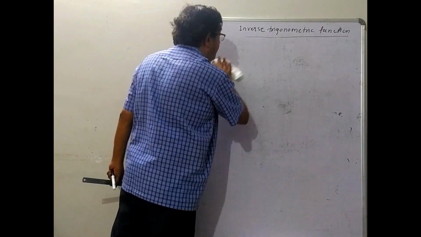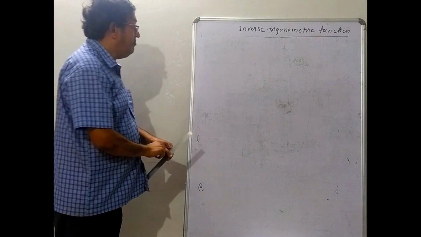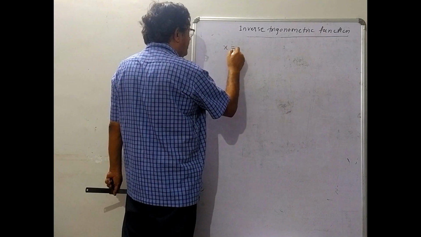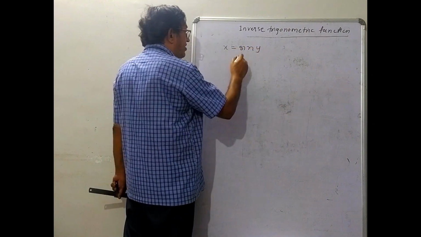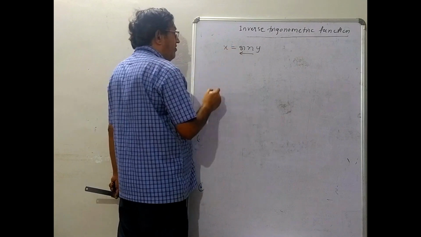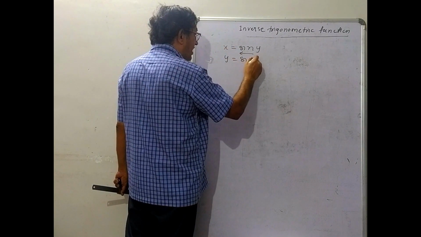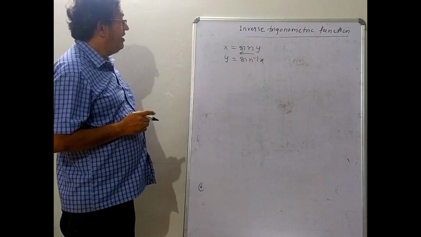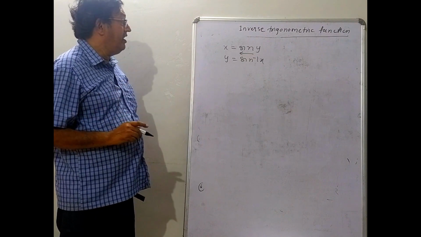So we will take a simple inverse trigonometric function. These properties I will give you as important notes. Suppose I take x is equal to sin y. By definition of inverse trigonometric function, we can write y is equal to sin inverse of x.